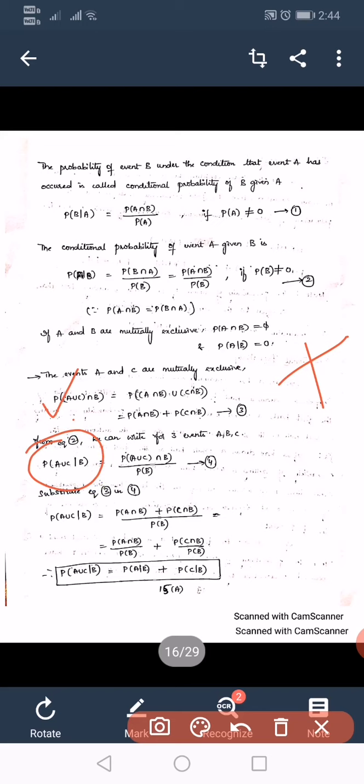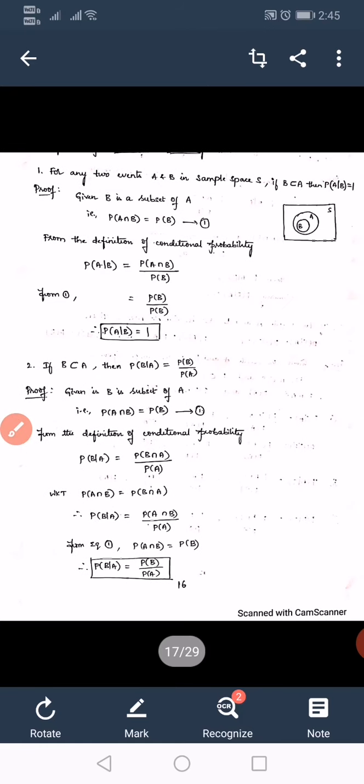Okay, substitute equation number 3 and 4. Now substitute this one in the numerator part: P of A intersection B plus P of C intersection B by P of B. Now separate the terms and write P of A intersection B by P of B and P of C intersection B by P of B. So from conditional probability we know that P of A intersection B by P of B is P of A given B and P of C intersection B by P of B is P of C given B. Okay, so this is about conditional probability, and let us see some of the properties of conditional probability.